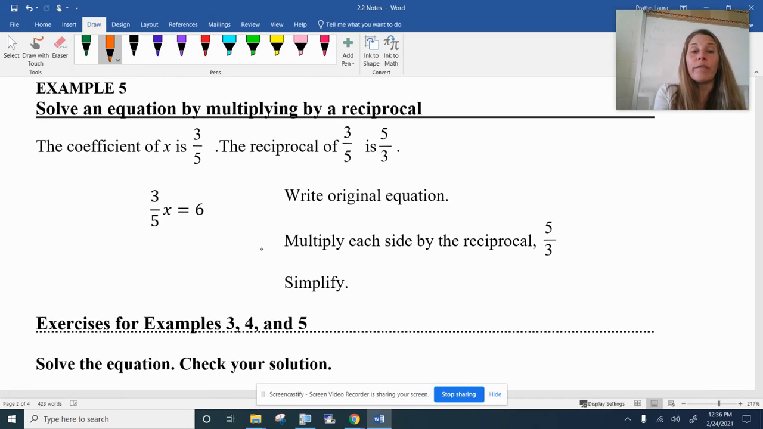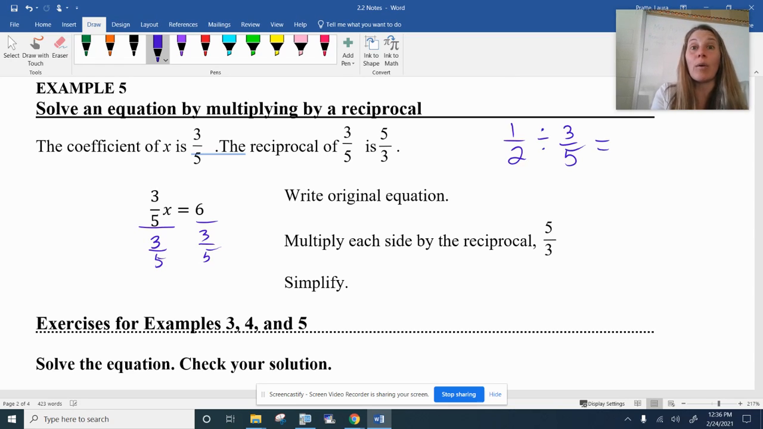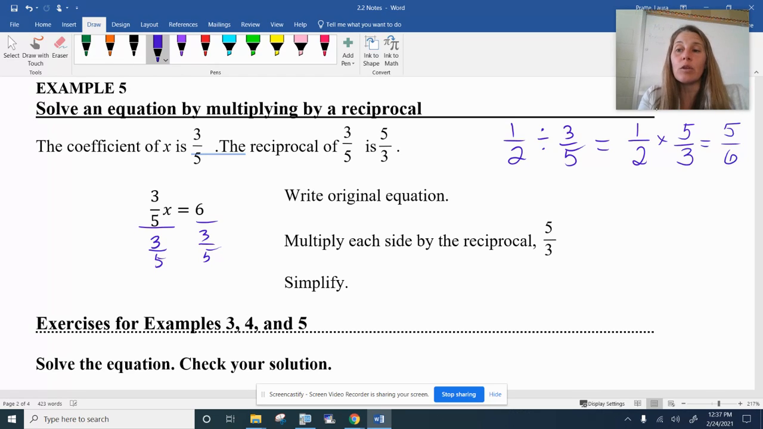In example 5, the coefficient of x is 3/5. So it's kind of like saying 3/5 times x, which leads most people to think, well, then I'm going to divide by 3/5. Now, that's fine. Technically, you are dividing by 3/5, but how do we divide fractions? So think about this. If you had, for example, 1/2 divided by 3/5, how would you solve that without a calculator? Well, you would leave your first fraction, the 1/2, the way it is, change your sign to multiplication from division, and flip your second fraction. Then you could multiply across the top, which would be 5, multiply across the bottom, which would be 6, and you would get your answer.